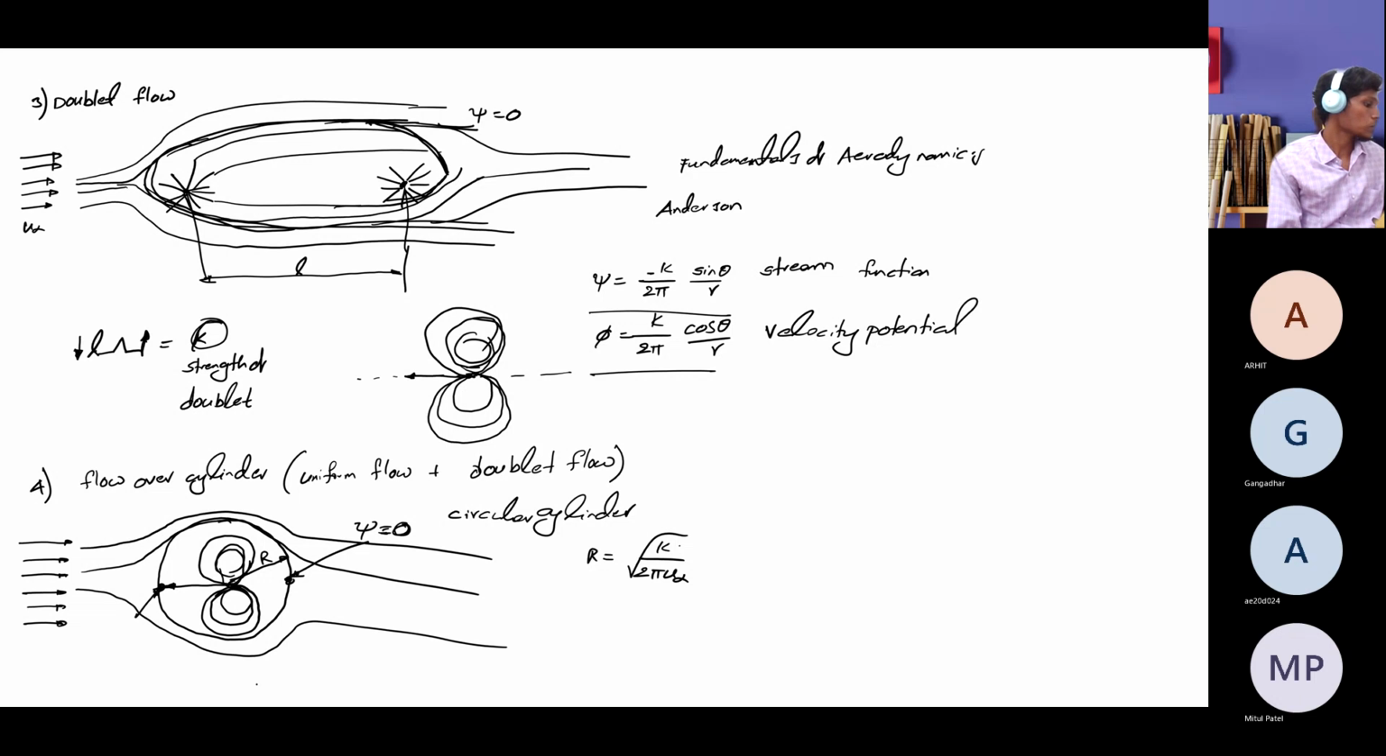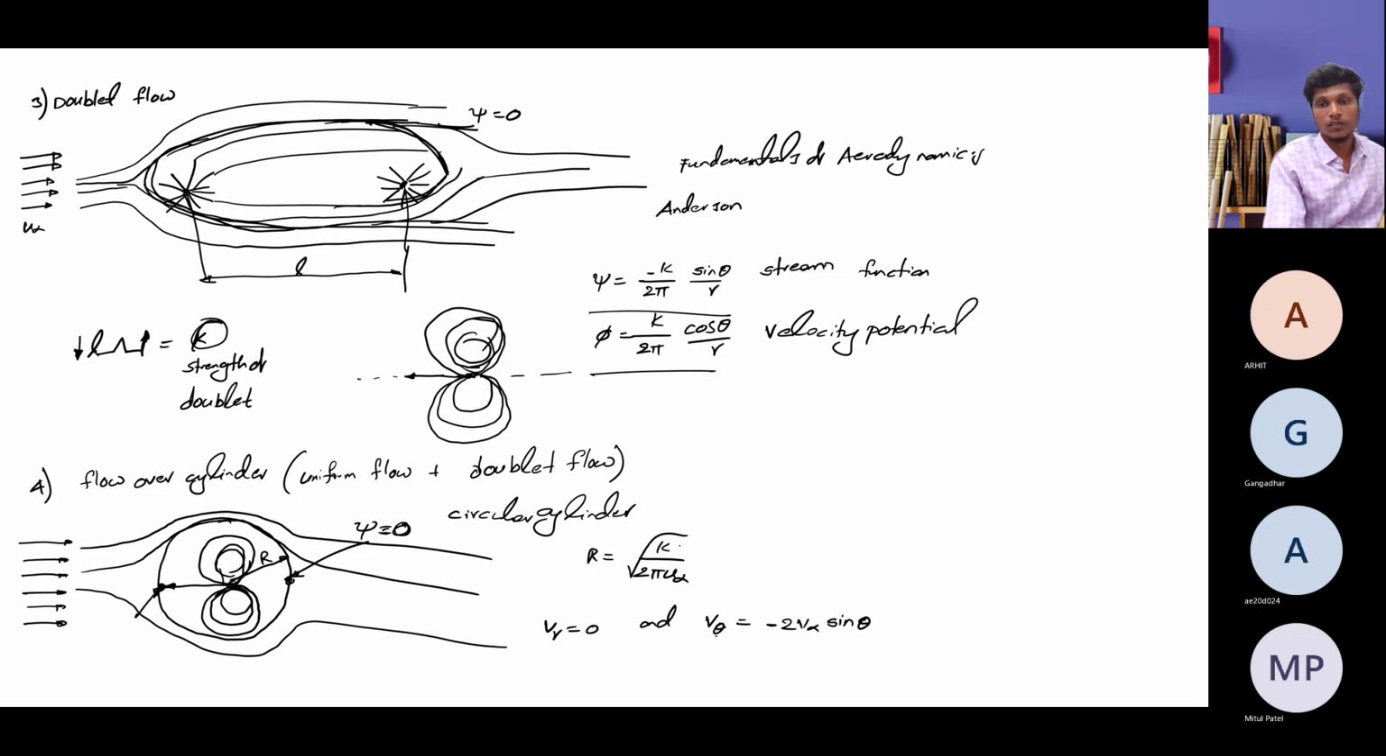And you should note that Vr equals 0 on this entire circular cylinder. That is, radial velocity is 0, and V theta, that is, velocity on the circular cylinder in the tangential direction, V theta equals minus 2 V infinity sine theta.